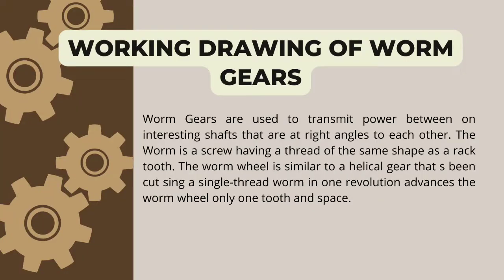Working drawings of worm gears. Worm gears are used to transmit power between two shafts that are at right angles to each other. The worm is a screw having a thread of the same shape as a rack tooth. The worm wheel is similar to a helical gear. Using a single thread worm, in one revolution the worm will advance only one tooth and space.